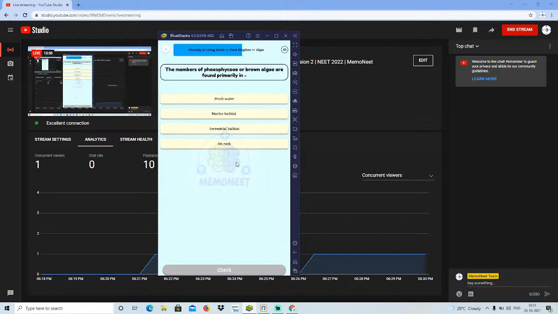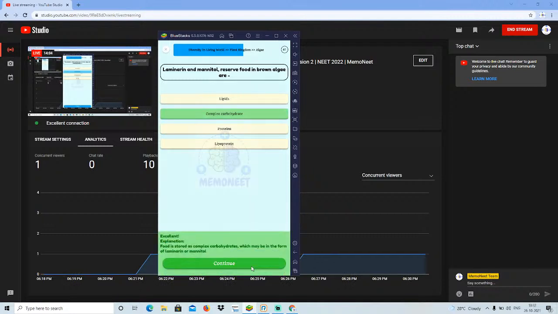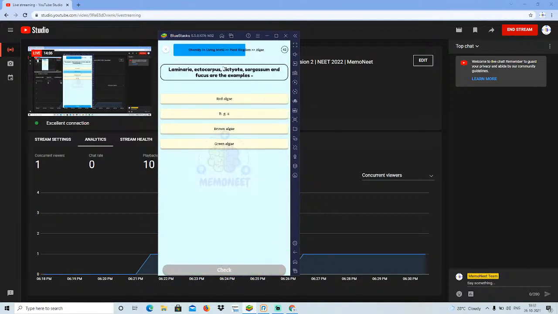The members of Phaeophyceae, or brown algae, are found primarily in marine habitats. So this is the first line in brown algae. Laminarin and mannitol are reserve food because they are complex carbohydrates. True. Laminaria, Ectocarpus, Dictyota, Sargassum, and Fucus are examples of brown algae.